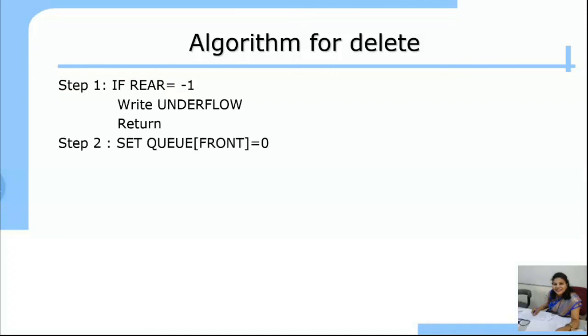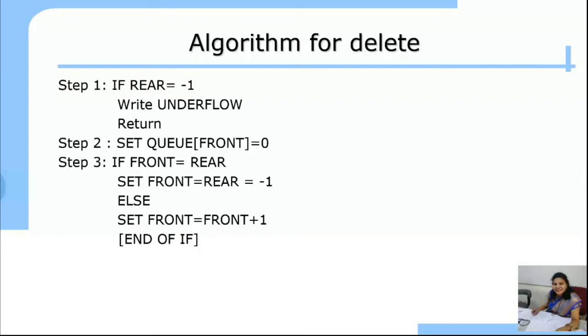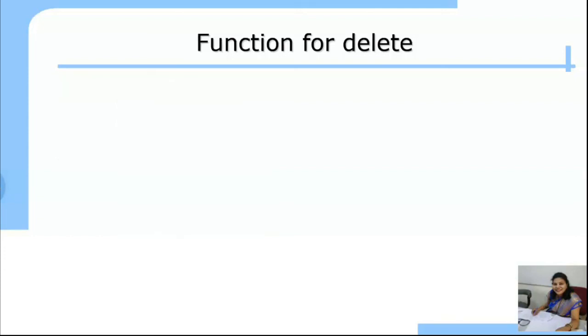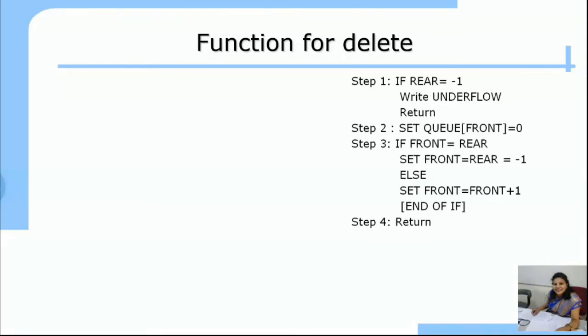Step 2, set queue of front is equal to 0. This is the actual deletion. After deletion, we are going to set the front. Either we increment the front, or, if whatever you are deleting is the last element, how do you know that it is the last element? If f is equal to r, then we make the queue empty by setting f and r equal to -1. So in step 3, if f is equal to r, front is equal to rear, then set front and rear equal to -1 to make the queue empty. Otherwise, set front is equal to front plus 1. And the last step is the return. This is the algorithm for the delete operation that I taught you now.